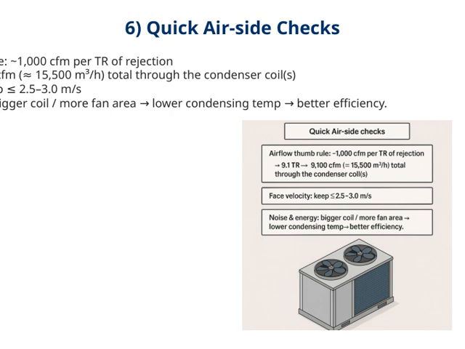And speaking of noise and energy, investing in a larger coil or increasing fan area can be very beneficial. A bigger coil or more fan area reduces the condensing temperature, which in turn improves overall efficiency. These checks might seem simple, but they are essential for ensuring your system operates reliably and efficiently, supporting the overall goal of optimal performance and energy savings.